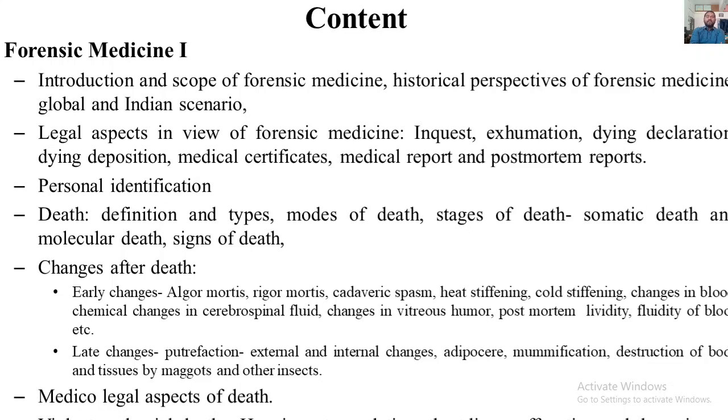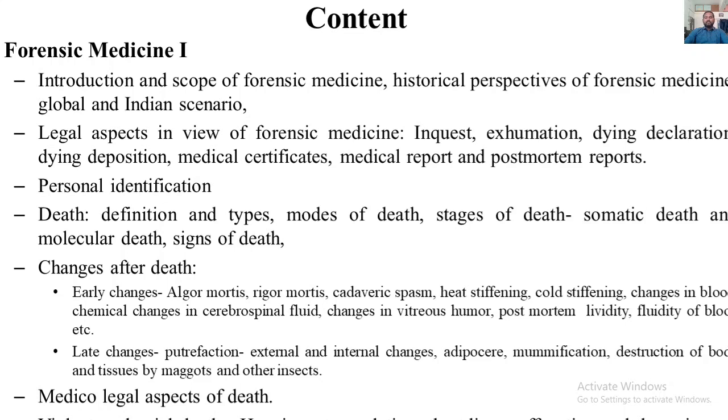Then also we'll have an in-detail discussion about personal identification and what are the different methods for personal identification and its forensic significance. So after this we'll have an in-detail discussion about death. So what exactly the definition of death is, what are the different types of death, then modes of death, stages of death. So here the stages are somatic death and molecular death, and what are the different signs of death, that also we'll discuss.